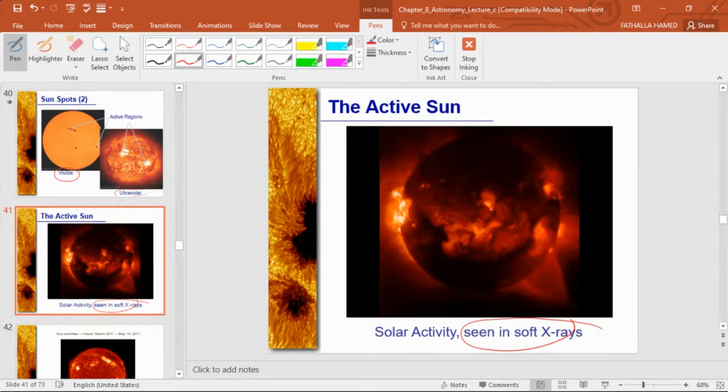Remember what we did in chapter number 5. We talked about electromagnetic waves, and we said that they all have the same speed, which is the speed of light, which is frequency multiplied by wavelength. But we also talked about energy, and we said the energy is equal to hf, Planck's constant times frequency. So these basically come out of some processes in the sun.